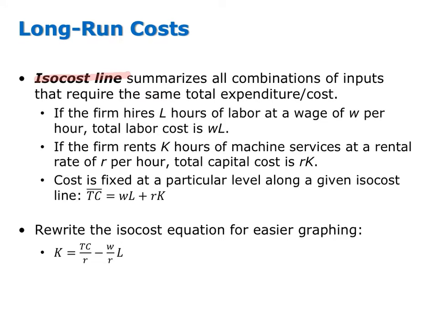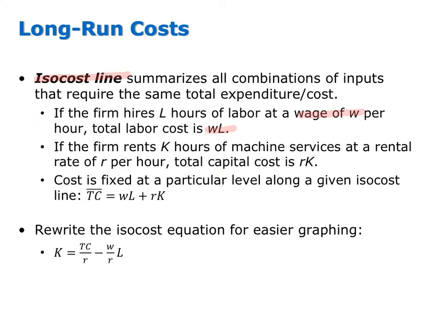An isocost line is going to summarize all the different combinations of inputs that have the same expenditure or the same cost. Usually we assume in a two-input model that these two inputs are labor and capital. Let's define the wage rate, or W, to be the per unit price of labor. Therefore, the cost of labor is W, the per unit price, times L, the number of units of labor.